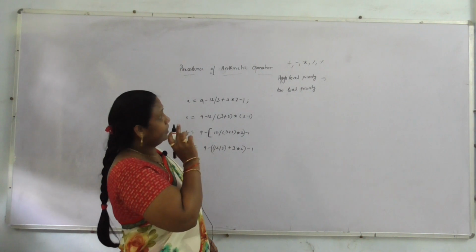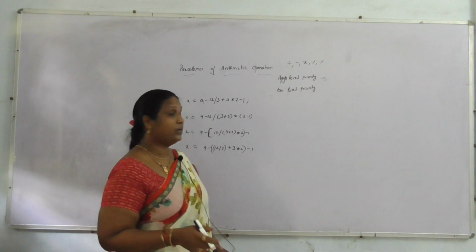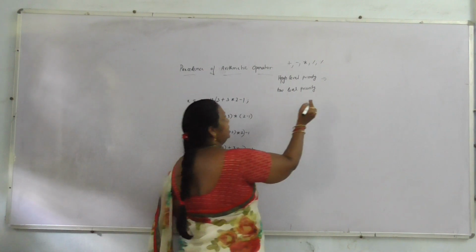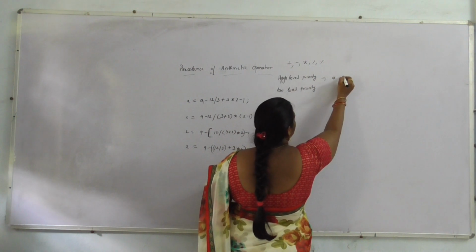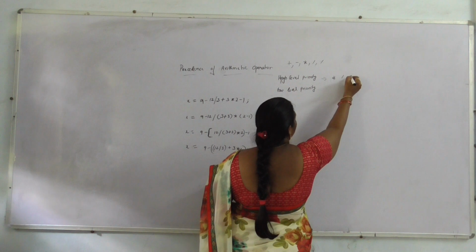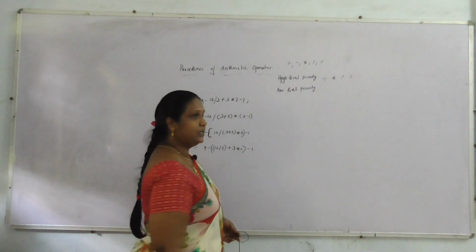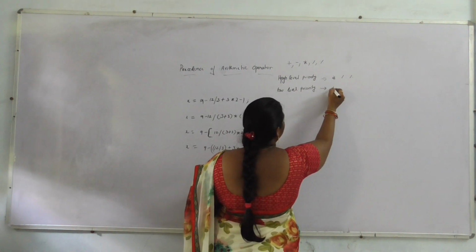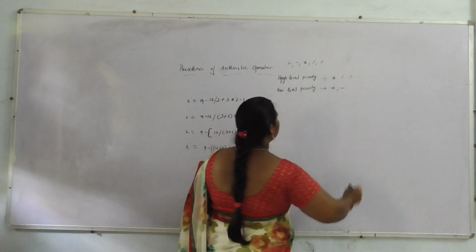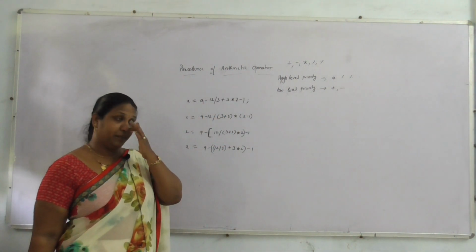Among these operators, which one is high level and which one is low level? In the high level priority, the first goes to asterisk, the second goes to division, and the next one is modulo. These are the high level priorities. The low level priorities are plus and minus. These are the low level priorities in arithmetic operators.